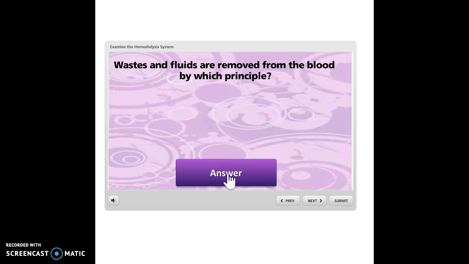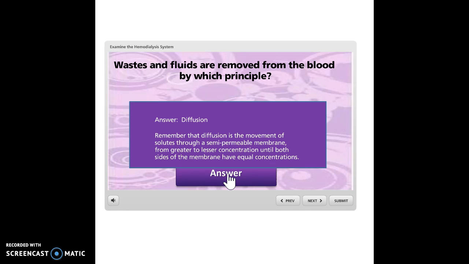So here, waste and fluids are removed from the blood by which principle? You're going to be learning about this in the next learning plan. Diffusion. So diffusion is the movement of solutes through a semipermeable membrane from a greater to lesser concentration until both sides of the membrane have equal concentrations. Much like squirting an aerosol in the air, you have lots of particles that start out in one area, then they gradually go into the rest of the room, so the entire room will smell like whatever you had sprayed. That is one visual of diffusion.